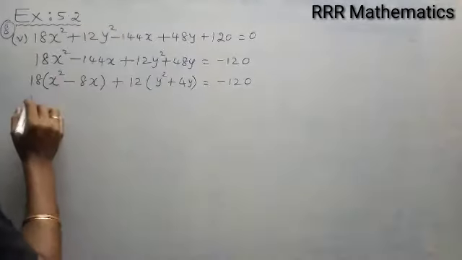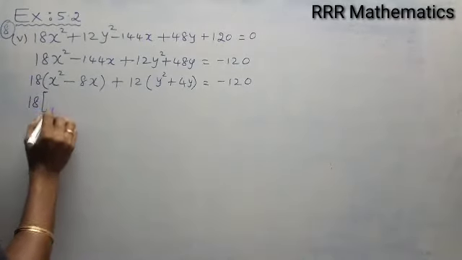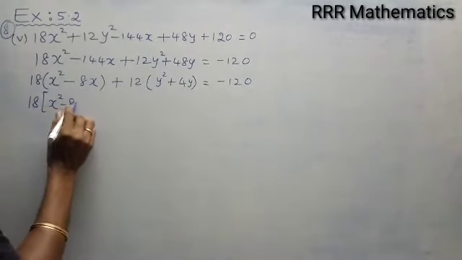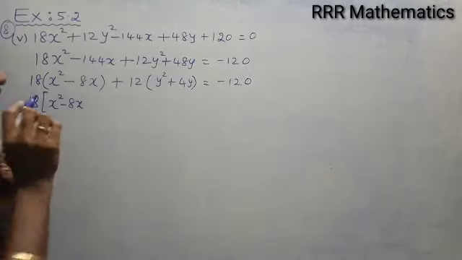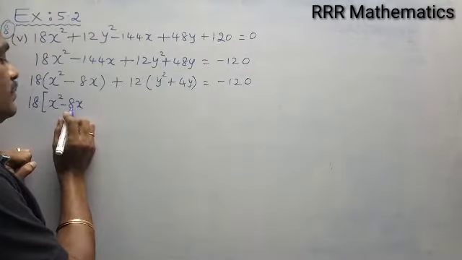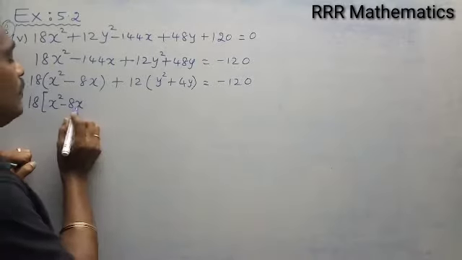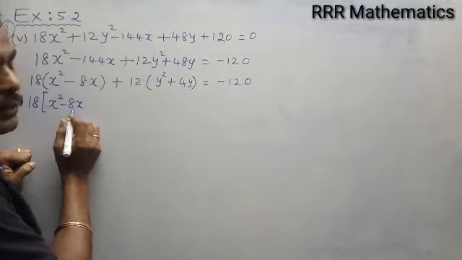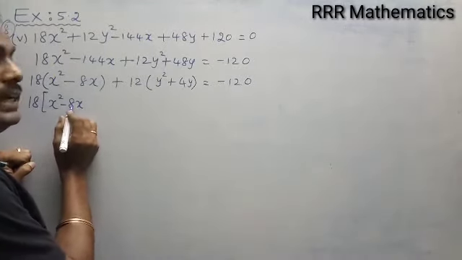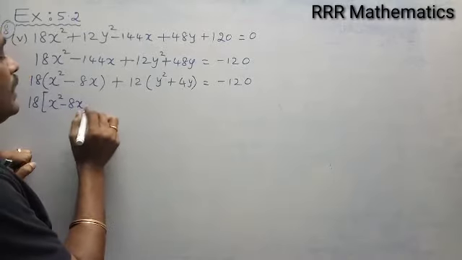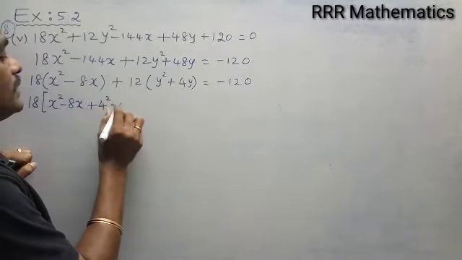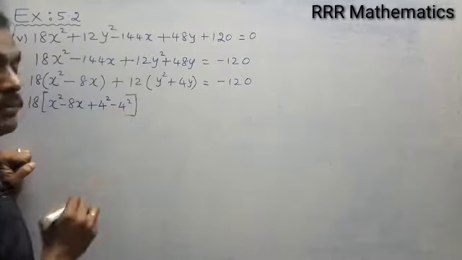Now, 18 open bracket, x² − 8x. Always divide the x coefficient by 2, the 2ab format. Don't bother about the sign. 8 by 2 is 4. Add and subtract the square. That's all. Close the bracket.